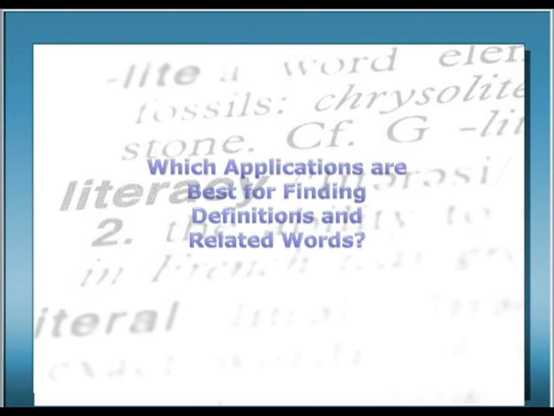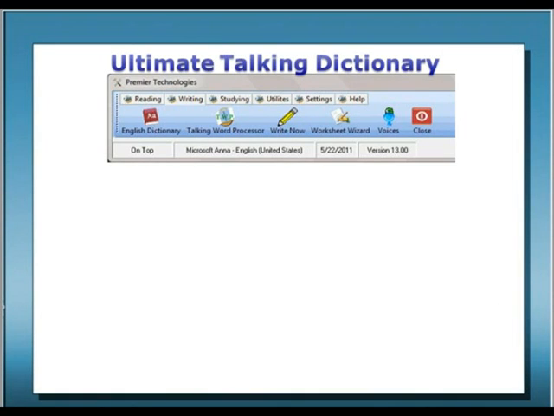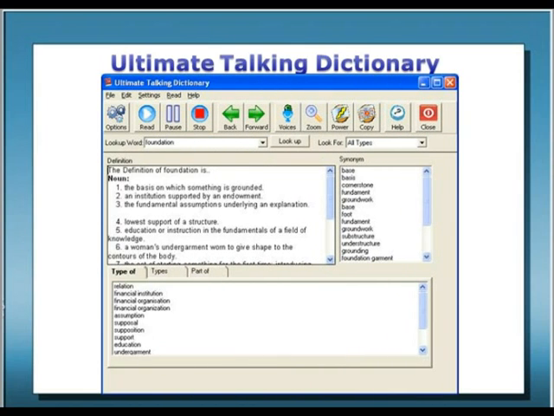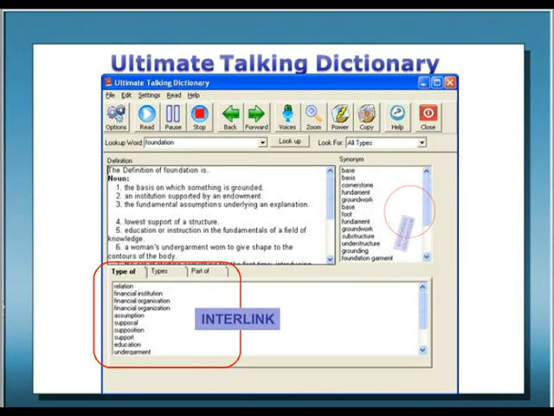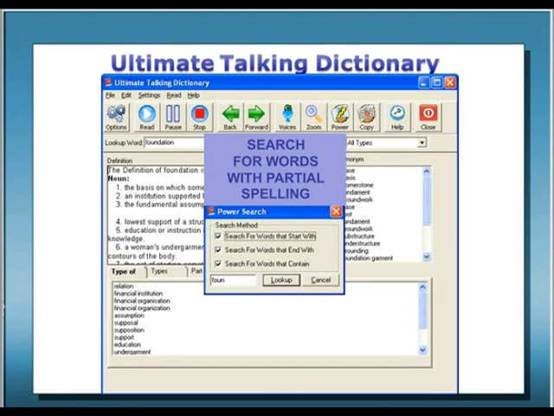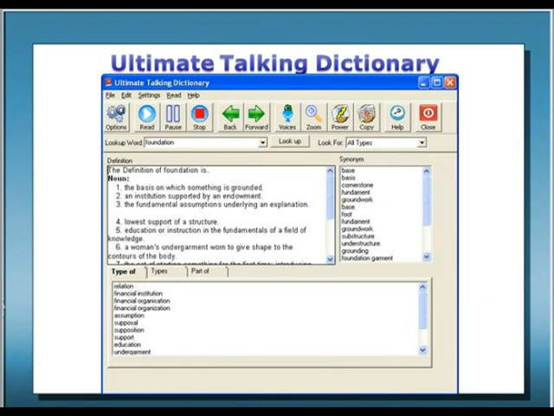What applications are best for looking up not only definitions of words, but synonyms and other words that are related in meaning? The Ultimate Talking Dictionary is a comprehensive electronic dictionary comprised of over 250,000 words, terms, persons, and phrases. It also contains an integrated thesaurus and interlink technology that lets you easily find words that are related to each other in meaning. The Ultimate Talking Dictionary even allows you to search for words when you are unsure of the correct spelling of the word. And because it is software-based, you can easily use the Ultimate Talking Dictionary at the same time you are using other applications.